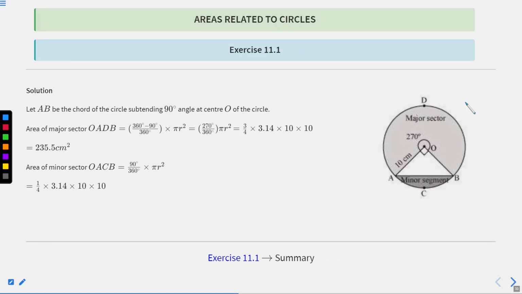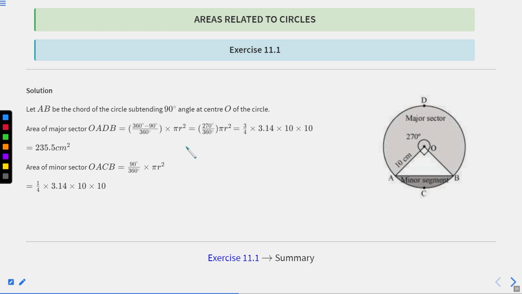This is our circle with center O and radius 10 centimeter. This shaded region is called the minor segment, and this shaded region is called the major sector. So this is the minor segment and this is our major sector. We need to find the area of this minor segment and the area of this major sector, and this angle is given to us as 90 degrees. Here we let AB be the chord of the circle subtending a 90 degree angle at center O of the circle.